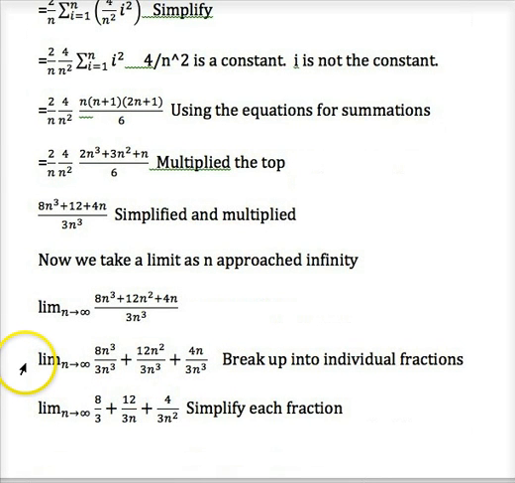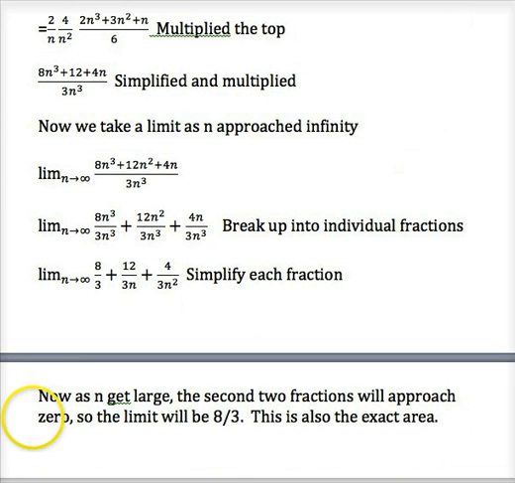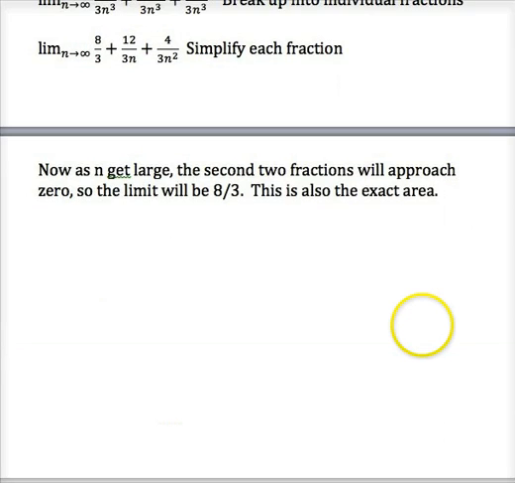The best way to do this is to break that up into 3 individual fractions. And then we need to simplify each fraction. And now, as n gets large, the second 2 fractions, this one here and this one here, will approach 0. So the limit is going to be 8/3, which turns out to be the exact area under our curve between 0 and 2. I hope this helps.